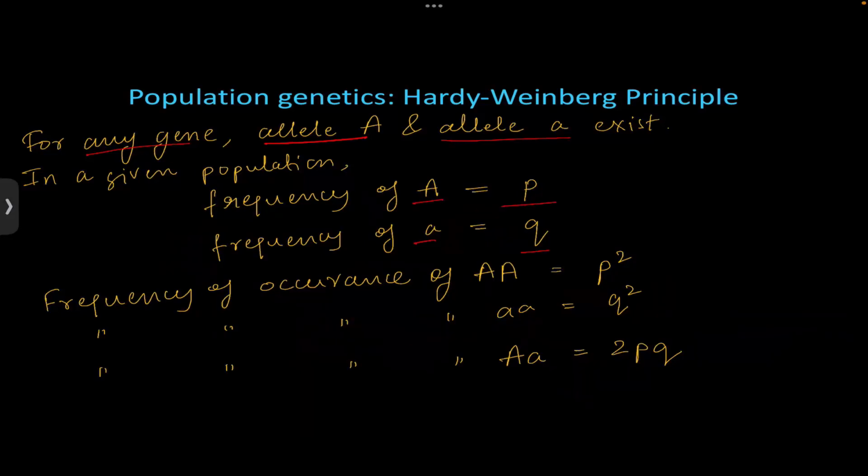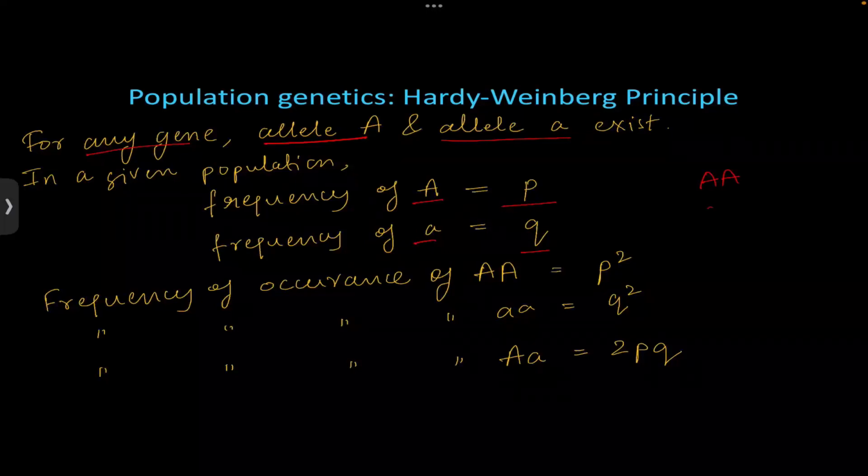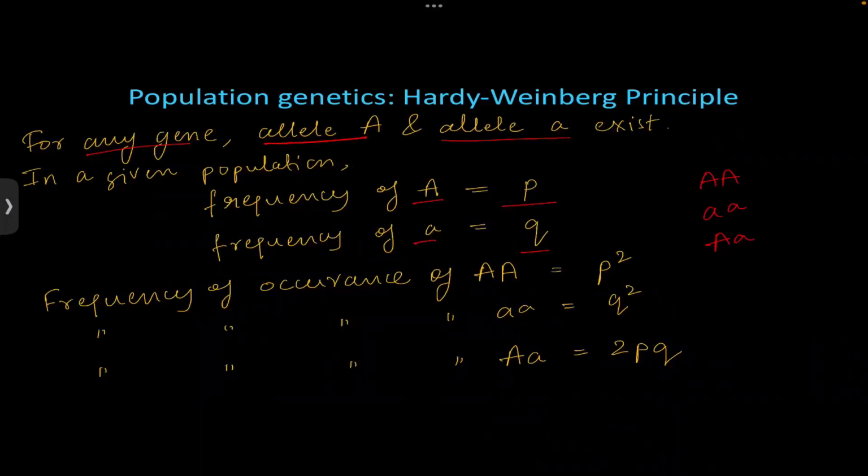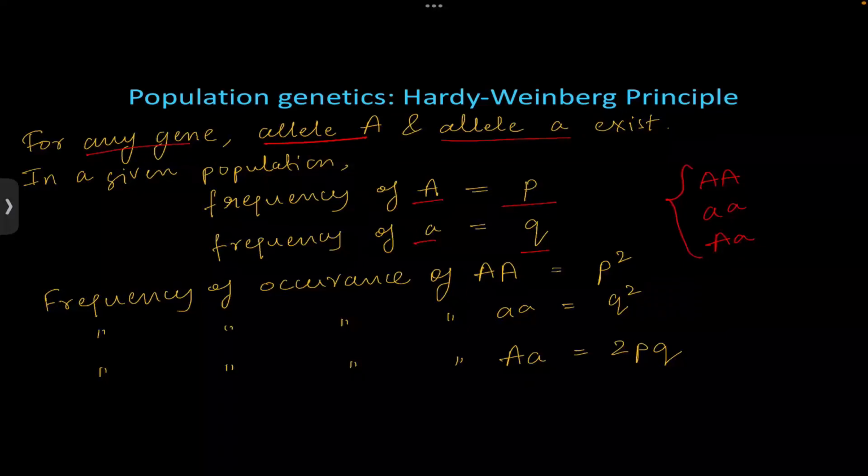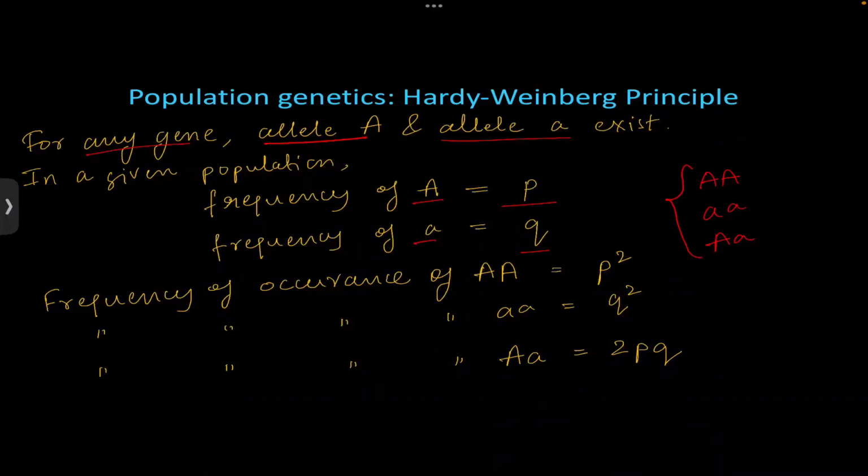So what combinations of alleles can be present in the particular gene locus? So an individual can either have capital A capital A, small a small a, or capital A small a. Recall how I am deriving this from our discussion of Mendel's Punnett square, Mendel's principles of inheritance. You have read about this, okay? So these three types of combinations of alleles can exist in a given population.